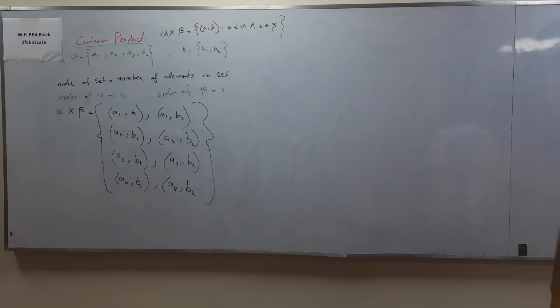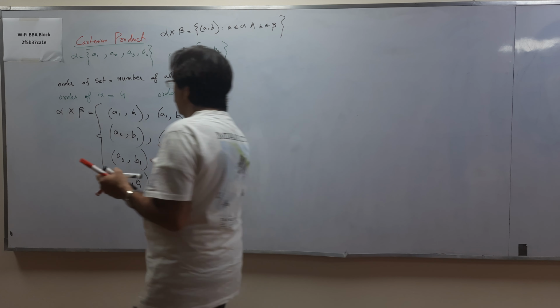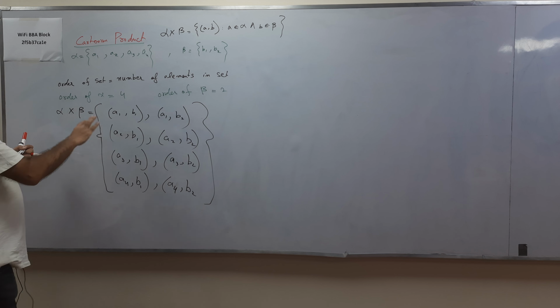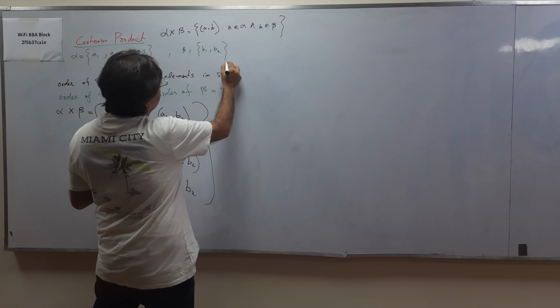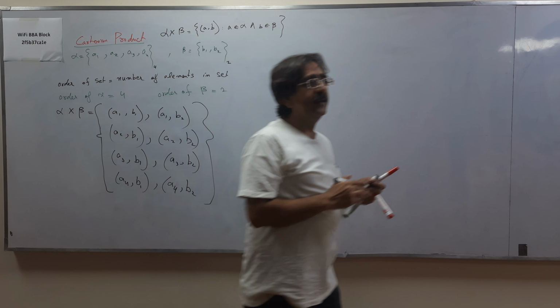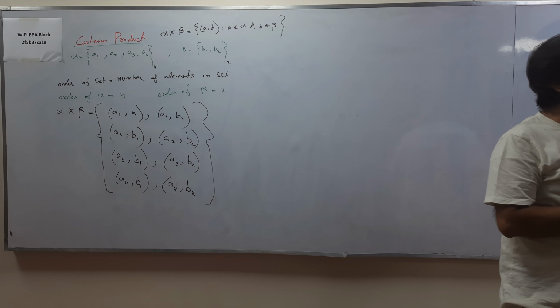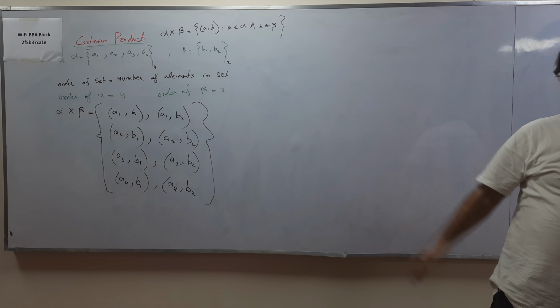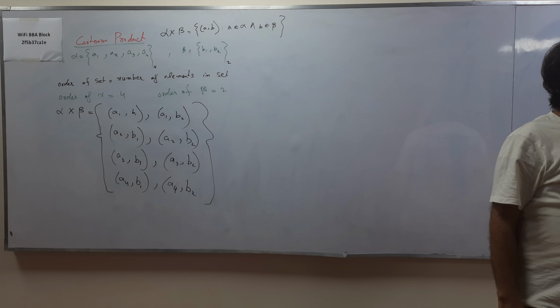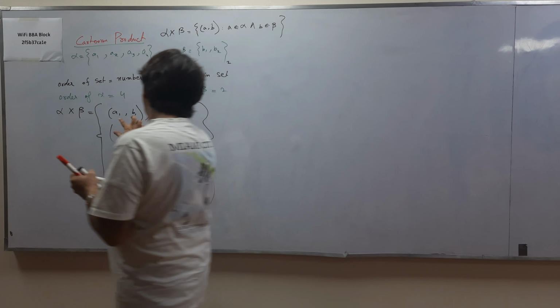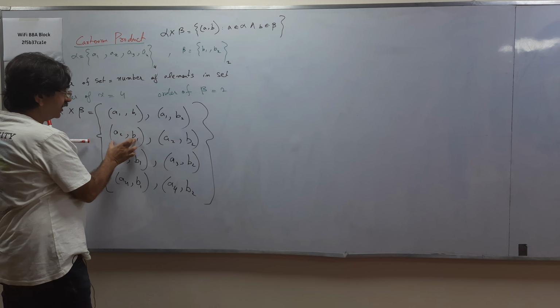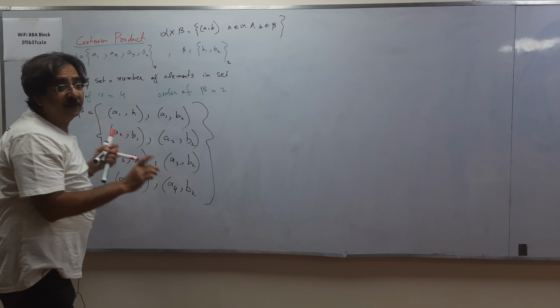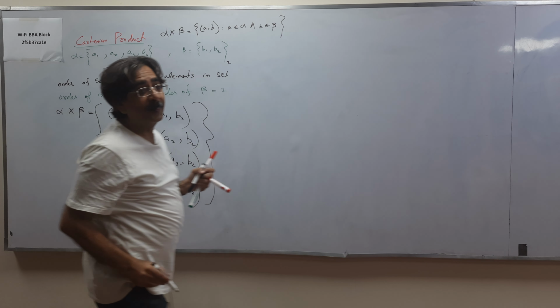Okay, and what will be the order of alpha cross beta? The order of alpha is 4 and the order of beta is 2. This is the first element, this is the second. These are the elements, okay? 1, 2, 3, 4, 5, 6, 7, 8. So the total number of elements is 8.